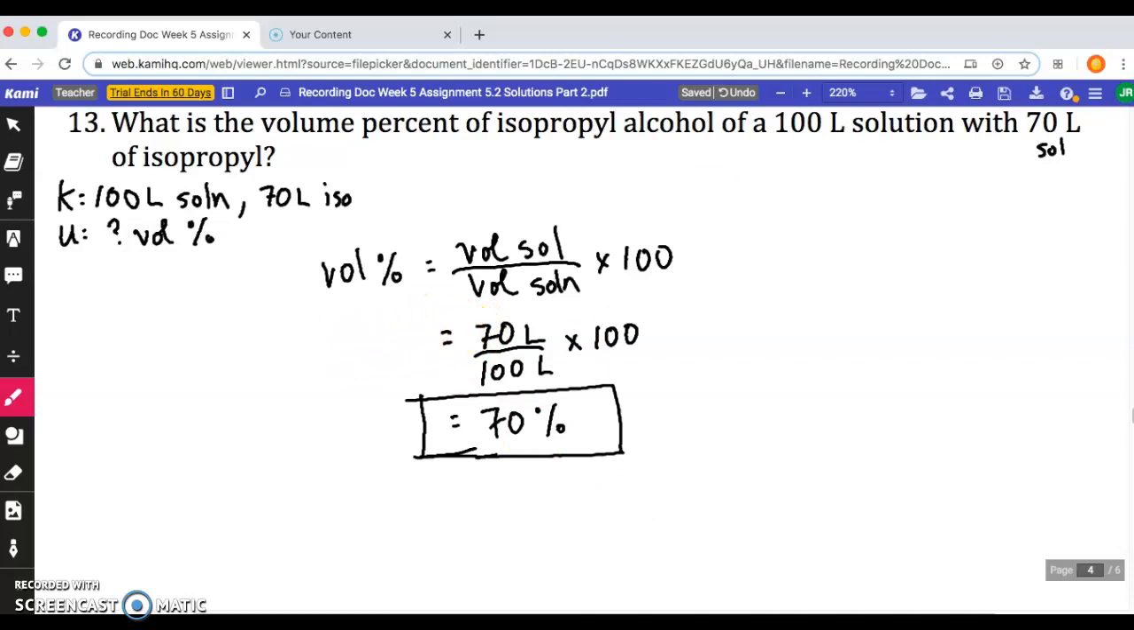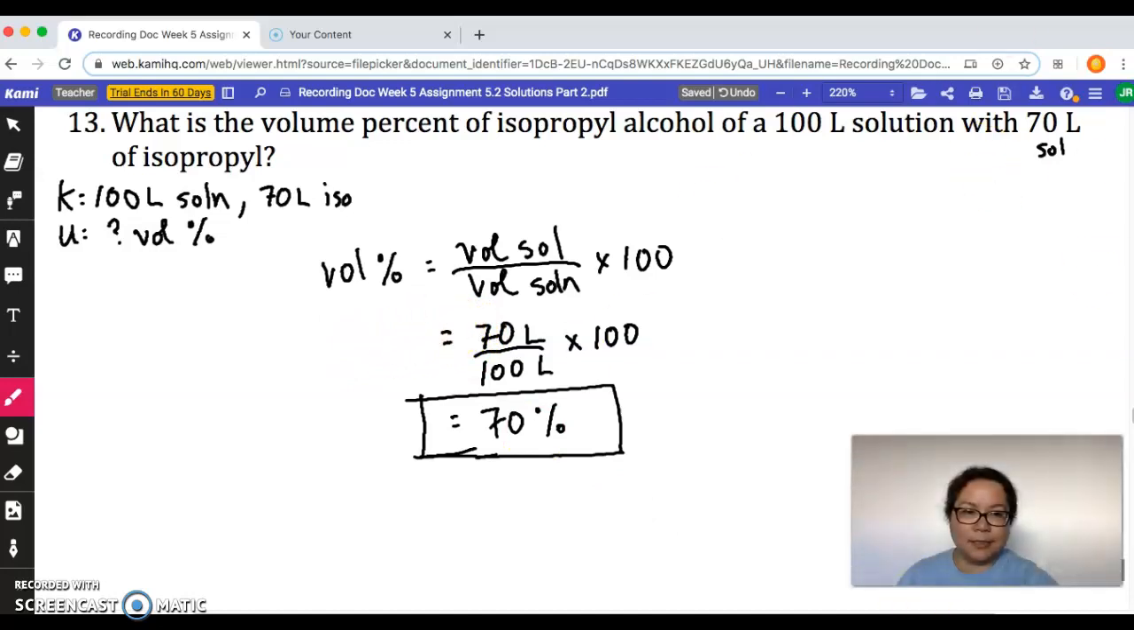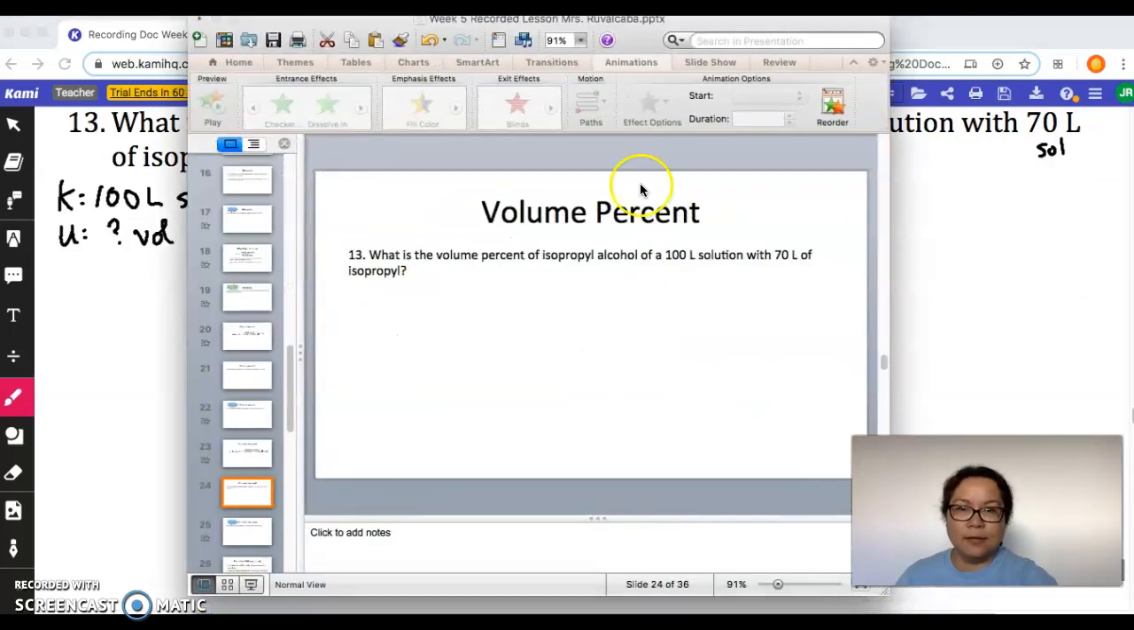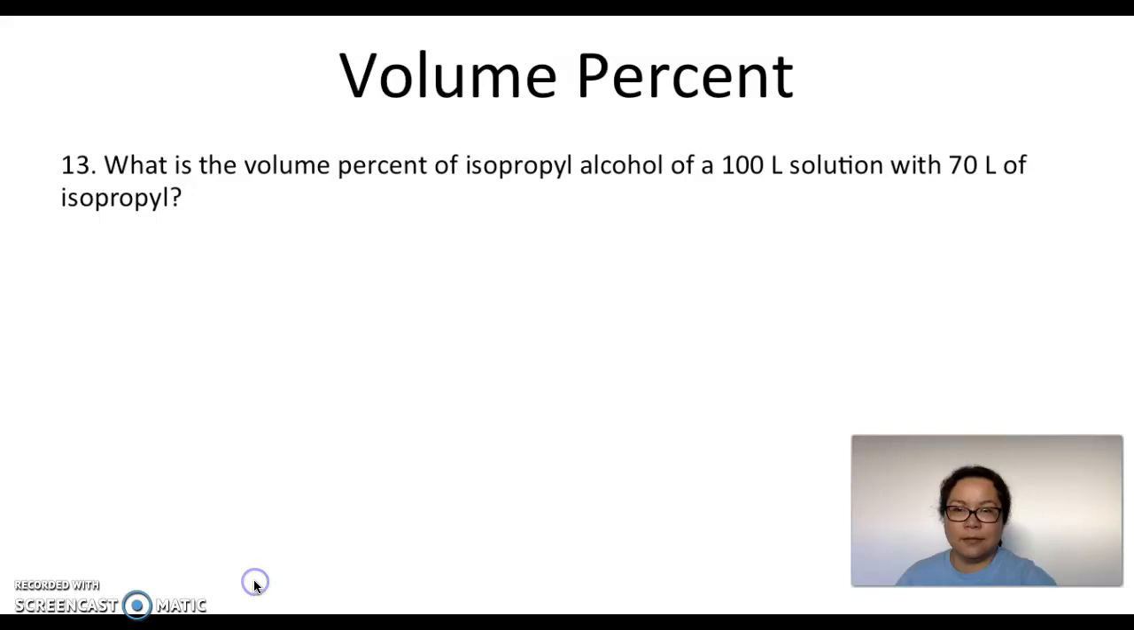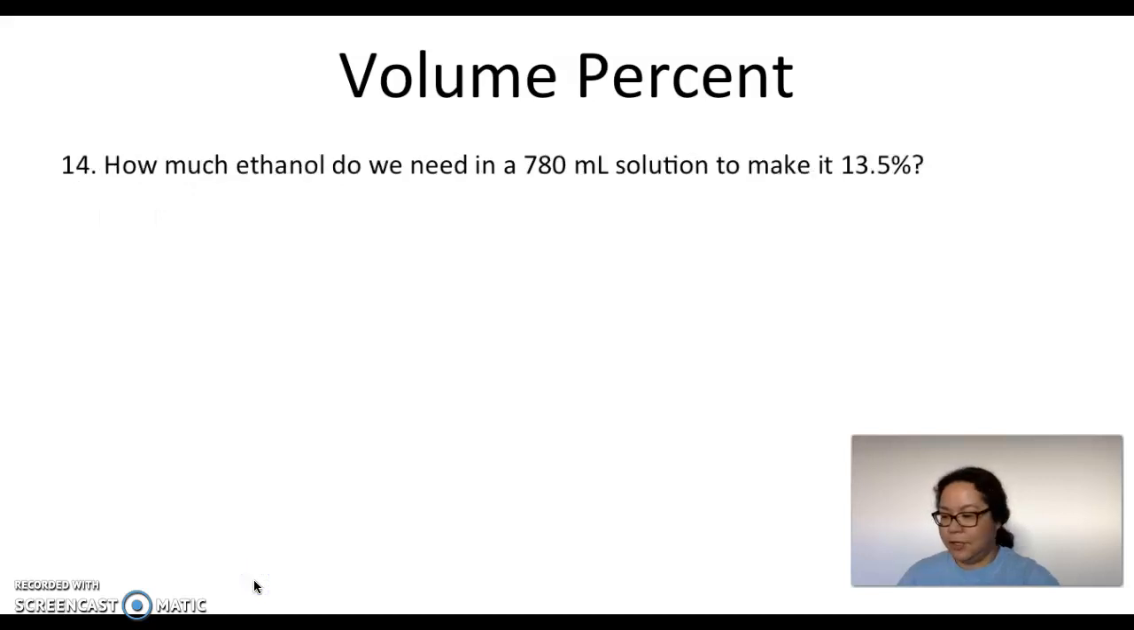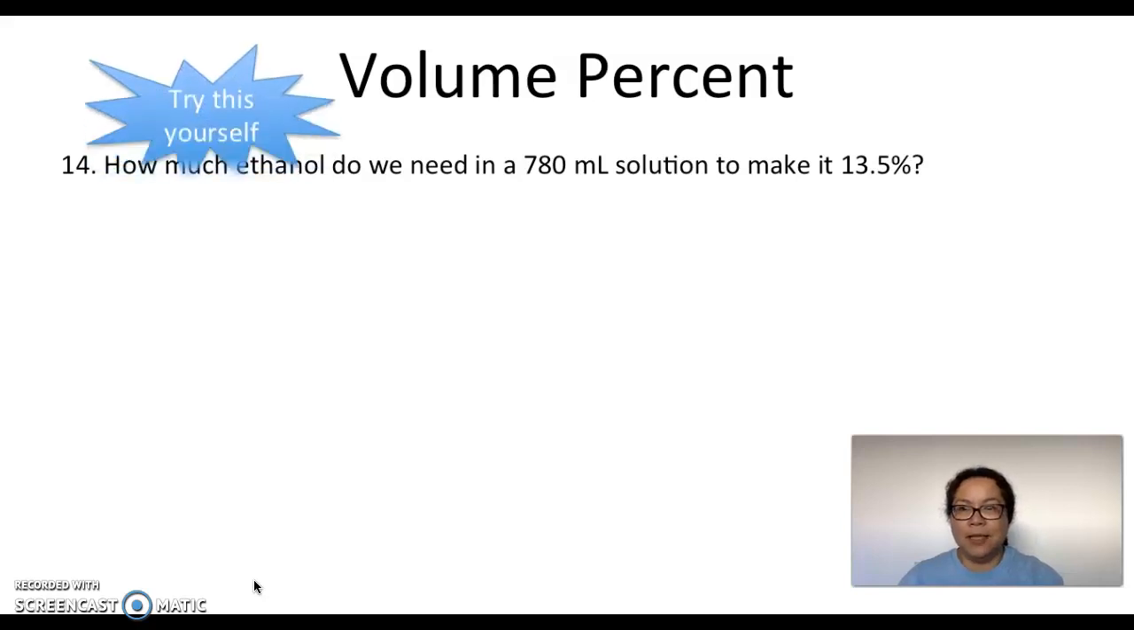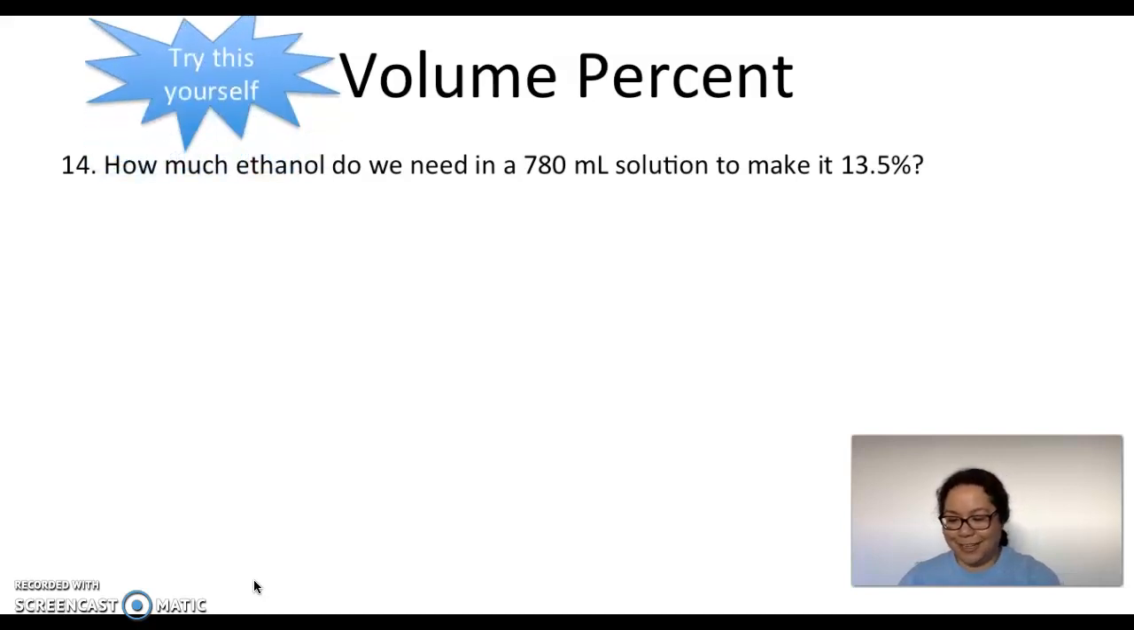Now let me go back to my presentation. For number 14, how much ethanol do we need in 780 milliliter solution to make it 13.5%? And this one, I want you to try yourself, okay?